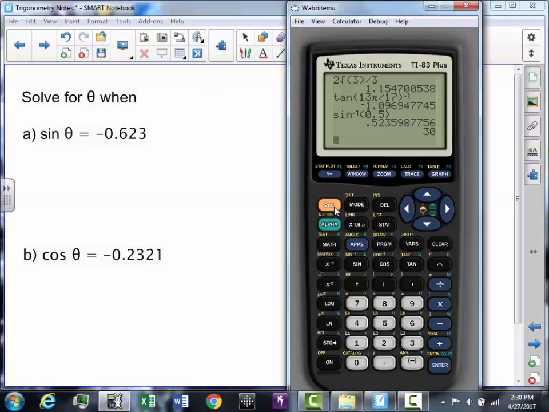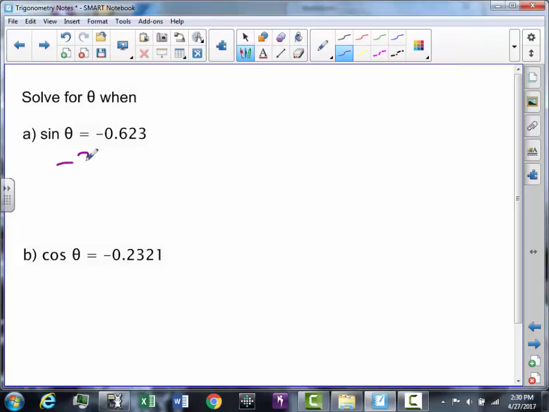Option 1, I could just go inverse sine negative 0.623. Okay, there we go. I got an answer. I got, let's call it, negative 39. Does that work? So negative 39 degrees is an answer.